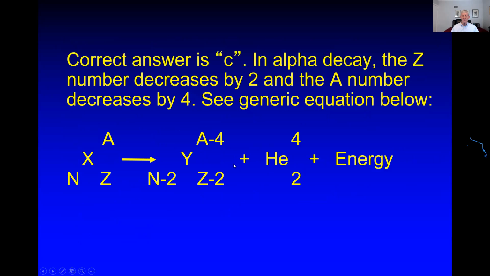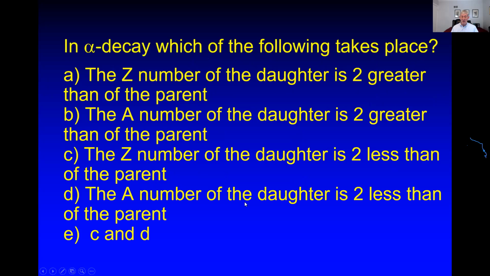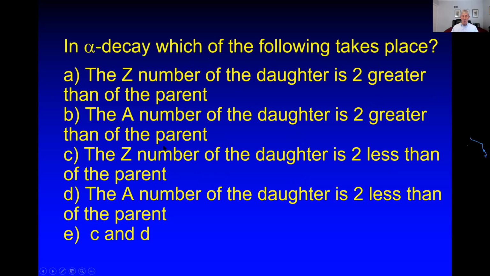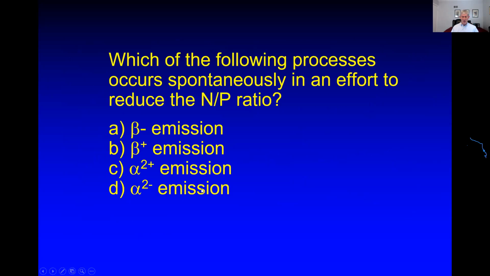I like that answer. And here's why. In alpha decay, it went from Z to Z minus 2. It went from A to A minus 4. So the answer to any part of that question is this. The Z number goes down by 2. The N number goes down by 2. The atomic mass goes down by 4. Those are the only possibilities. So choice C is the only one that could be correct. Greater than is totally wrong in both of those. And the A number doesn't decrease by 2. It decreases by 4. Good.